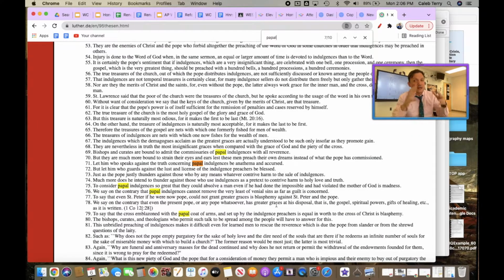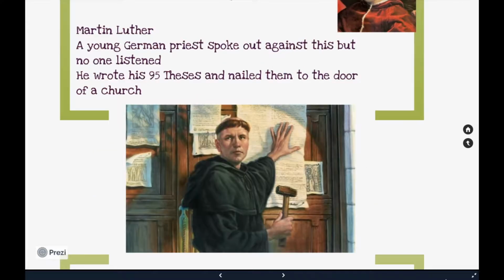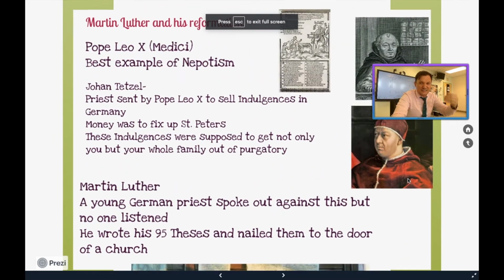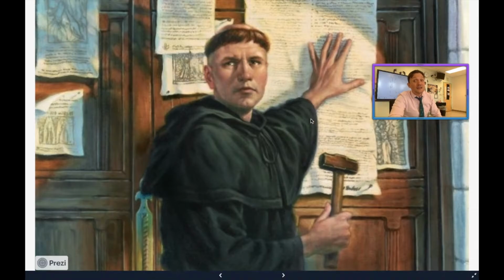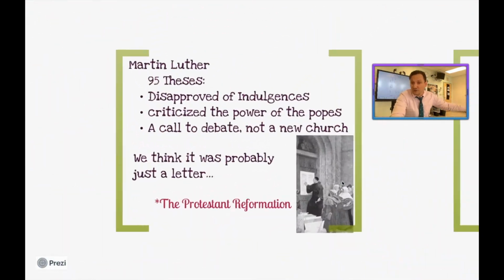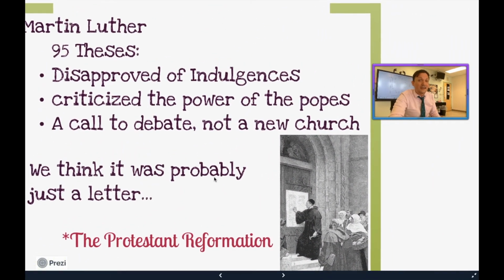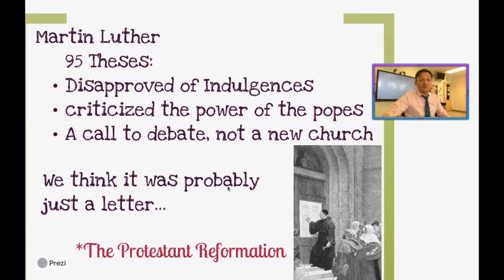So as you can see, this list is very intense and very groundbreaking. But the thing about it is, why did it cause such a kerfuffle? Why did it cause such a mess? Why did it cause such an intensity if all he's really doing is writing and downplaying indulgences? The biggest reason why is because this document, after it gets sent by letter, then starts getting printed and sent all over Europe, right? In his 95 Theses, he disapproves of indulgences. He criticizes the power of the popes, and he calls the church to a debate. Not for a new church, he calls for a debate.